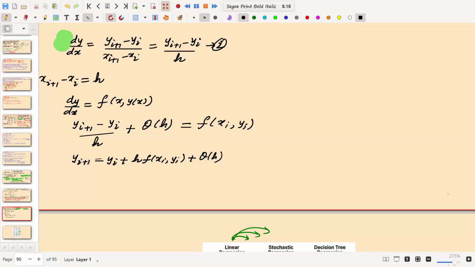Order is an order. It doesn't matter whether it is positive or negative. We are just looking into the magnitude of it.